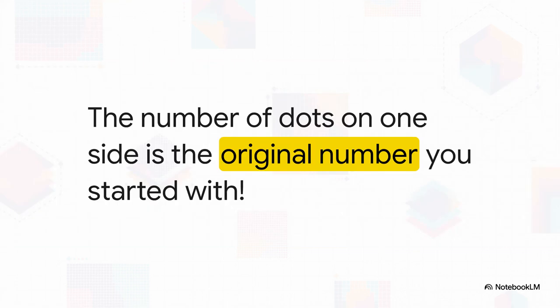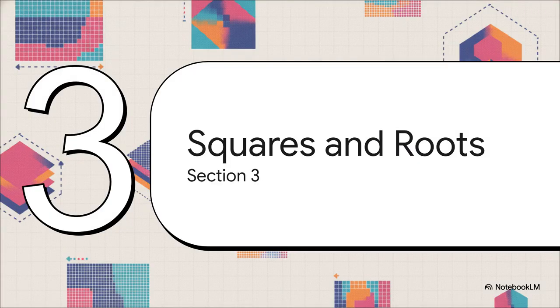And here is the aha moment. For the number 9, the square it makes has 3 dots on each side. For 16, it has 4 dots on each side. The number of dots along one edge is the original number we squared in the first place. And that's why they're called square numbers. It's literal.